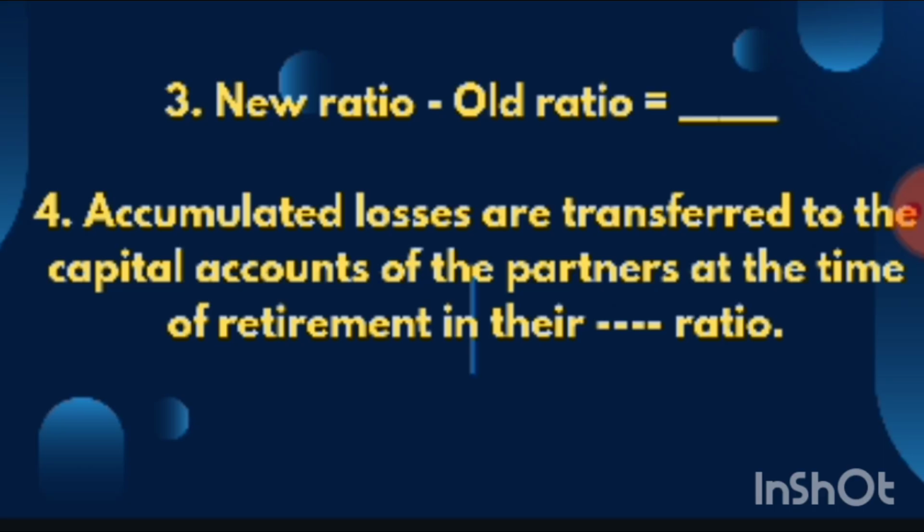Accumulated losses are transferred to the capital accounts of the partners at the time of retirement in their dash ratio. The answer is old ratio. Accumulated losses are transferred to the partners' capital account. That has to be distributed in their old ratio.